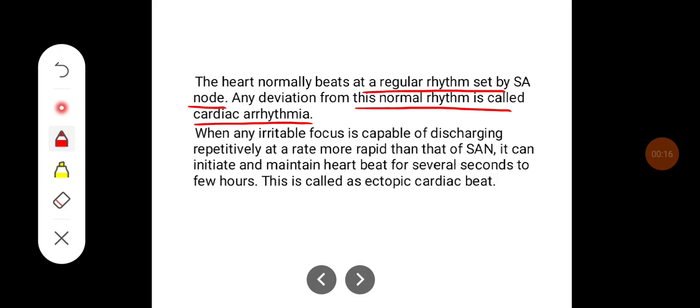When any irritable focus is capable of discharging repetitively at a rate more rapid than that of the SA node, it can initiate and maintain the heartbeat for several seconds to a few hours. This is called an ectopic cardiac beat.